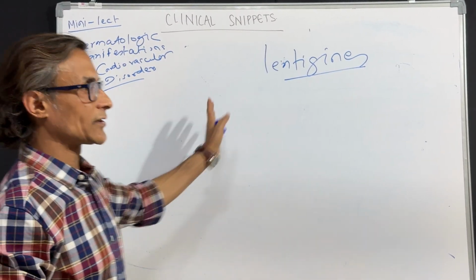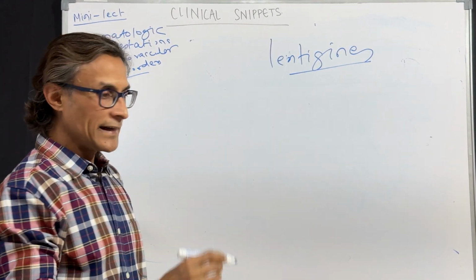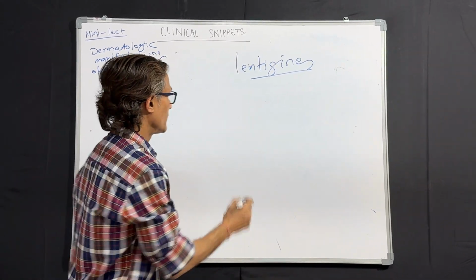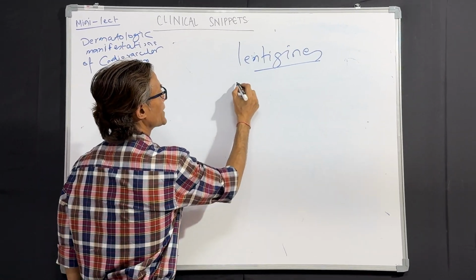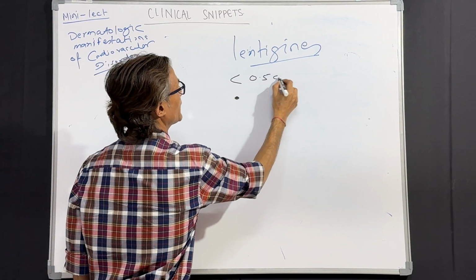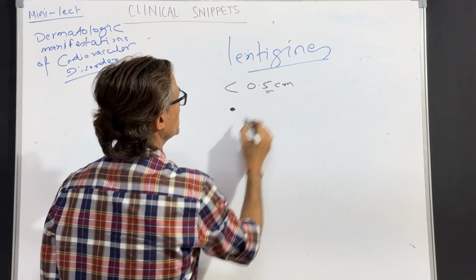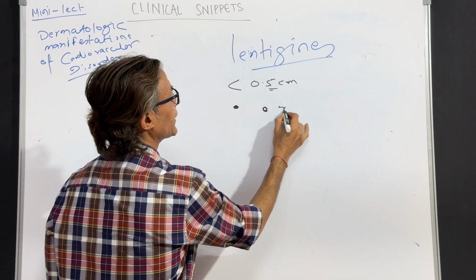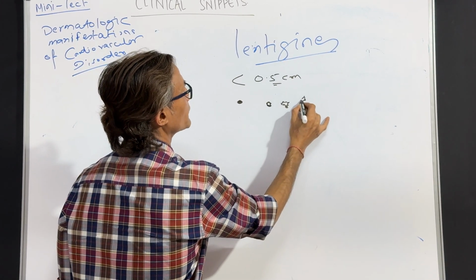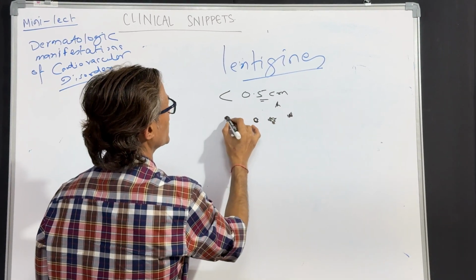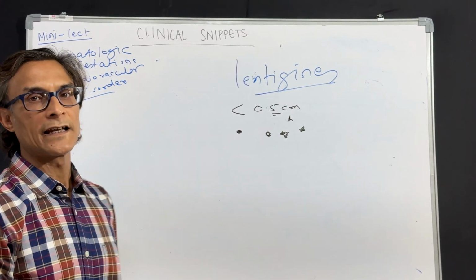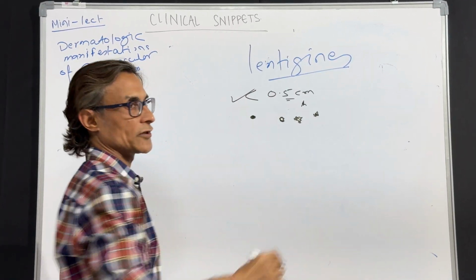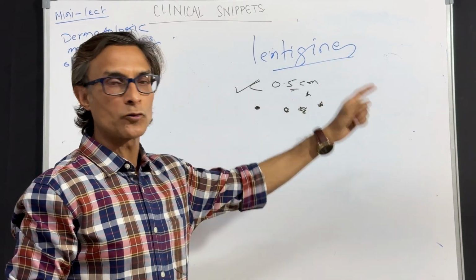So what are lentiginous or lentiginosis? Lentiginous are small black colored, less than 0.5 centimeter diameter, black colored macules. These macules can have irregular borders. These macules appear on the skin or on the whole body. These are known as lentiginosis. Especially they aggravate with exposure to sun.